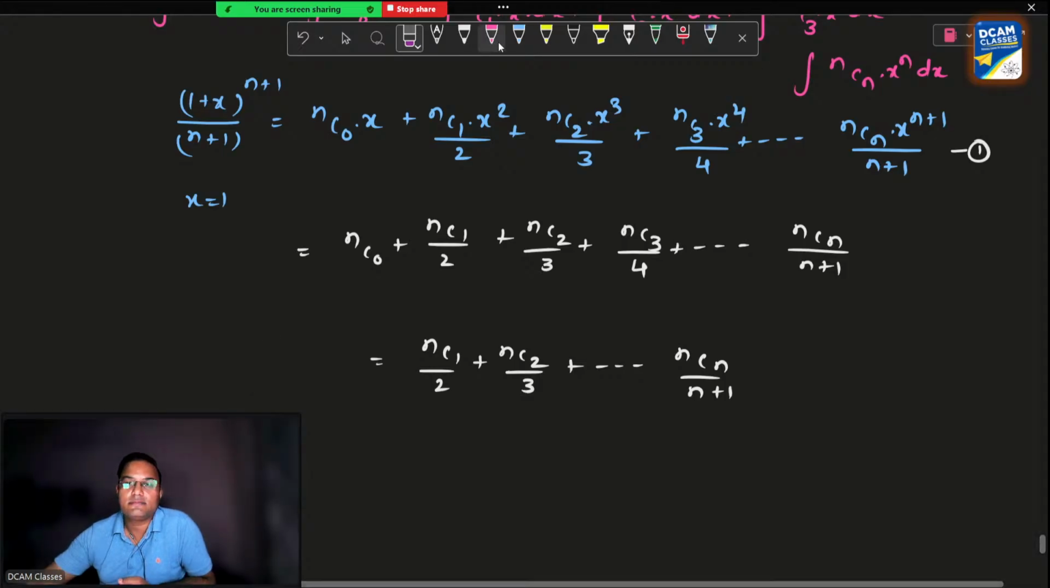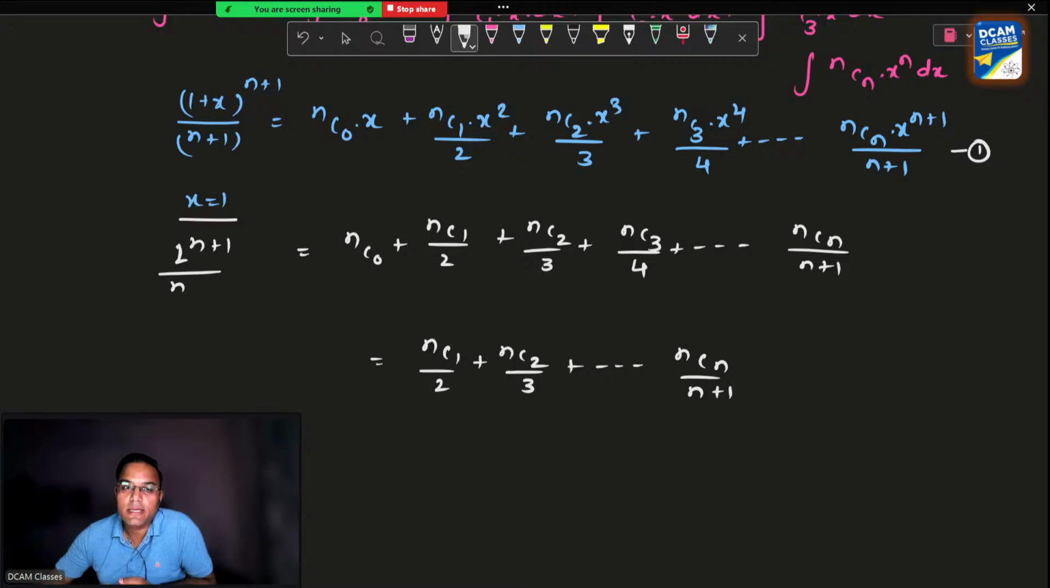Or I can do one more thing. I put x is equal to 1 here. I'll get 1 plus, I'll get 2 power n plus 1 by n plus 1. I'll get this value and I'll keep it as it is. 2 power n plus 1 by n plus 1 is equal to nC0 plus this.